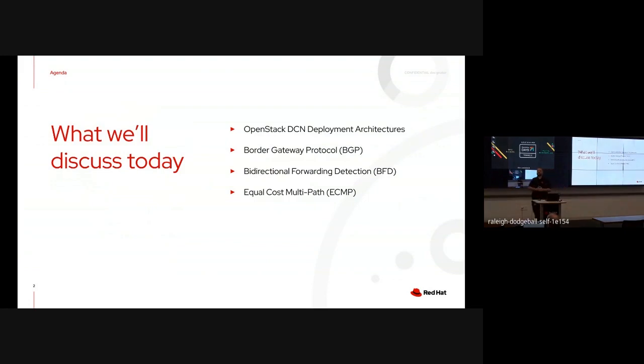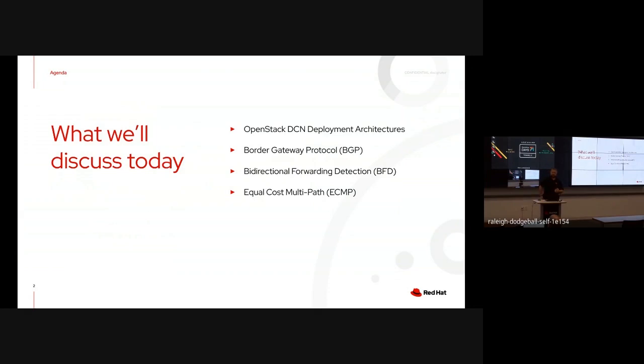What's on the agenda? First, I want to talk a little bit about OpenStack DCN deployment architectures. DCN stands for Distributed Compute Node. It's an architecture where you deploy OpenStack with compute nodes spread across different data centers. So imagine a deployment where your compute nodes are running in Chicago, in New York, and perhaps Miami, and then your control plane runs in Chicago. That's a classical DCN deployment architecture where you try to get your workloads as close as possible to the clients or to where the requests are coming in.